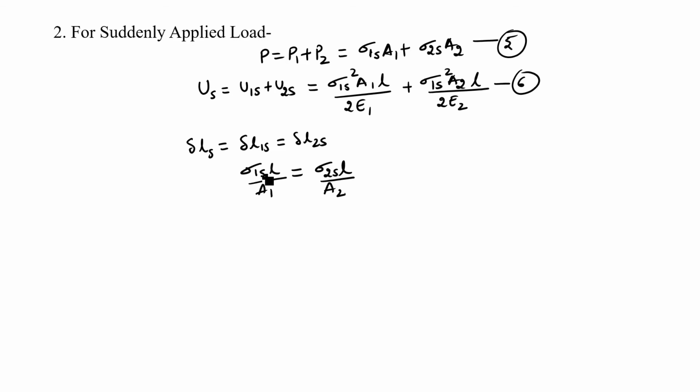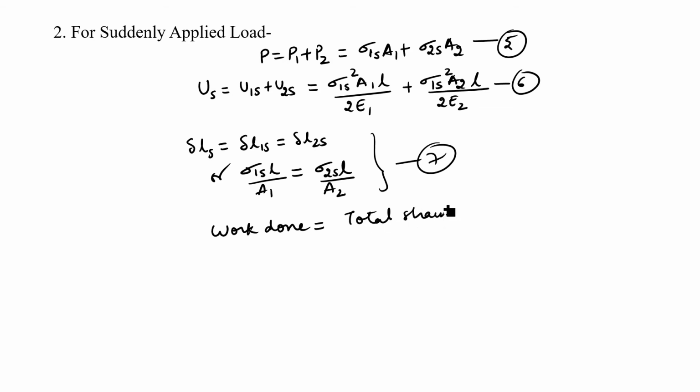Now here I am writing S again and again because I am talking about suddenly applied load. So these two can be your equation 7 because they are just the same. So I am writing it for both of them. And the last equation, as we just discussed, was work done will be equal to the total strain energy stored in the body of the composite bar.